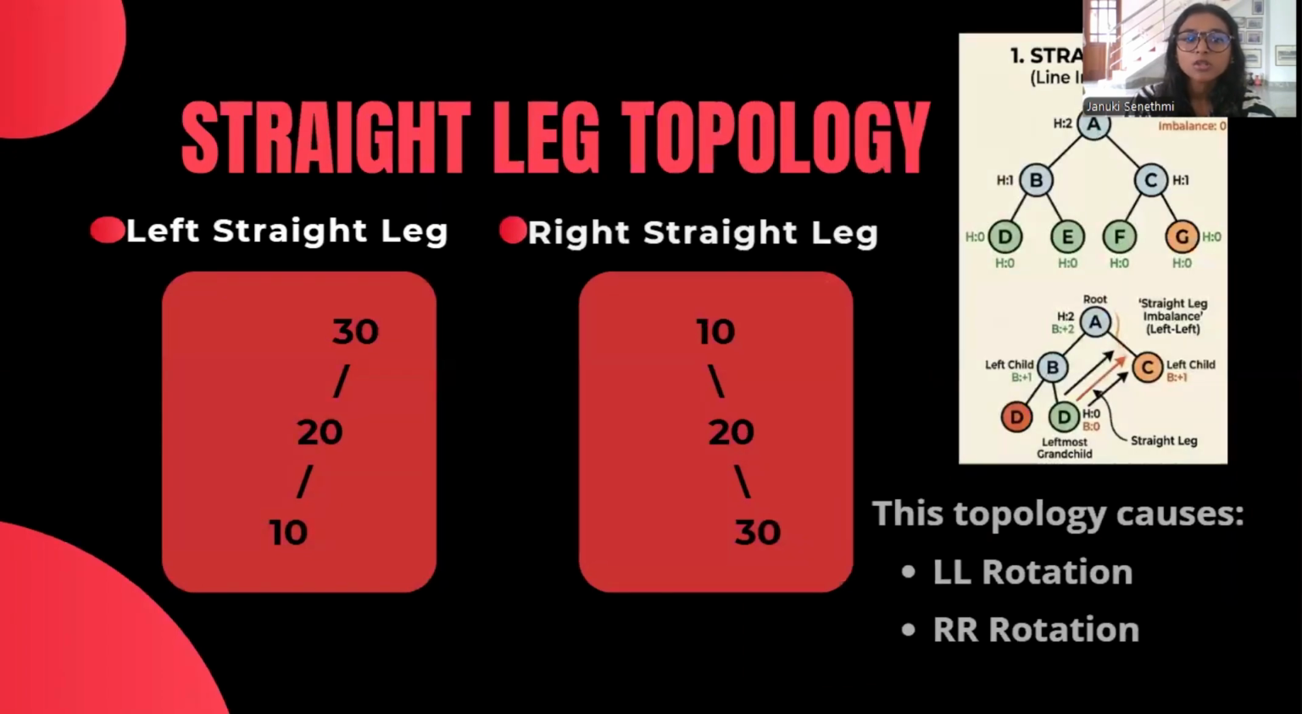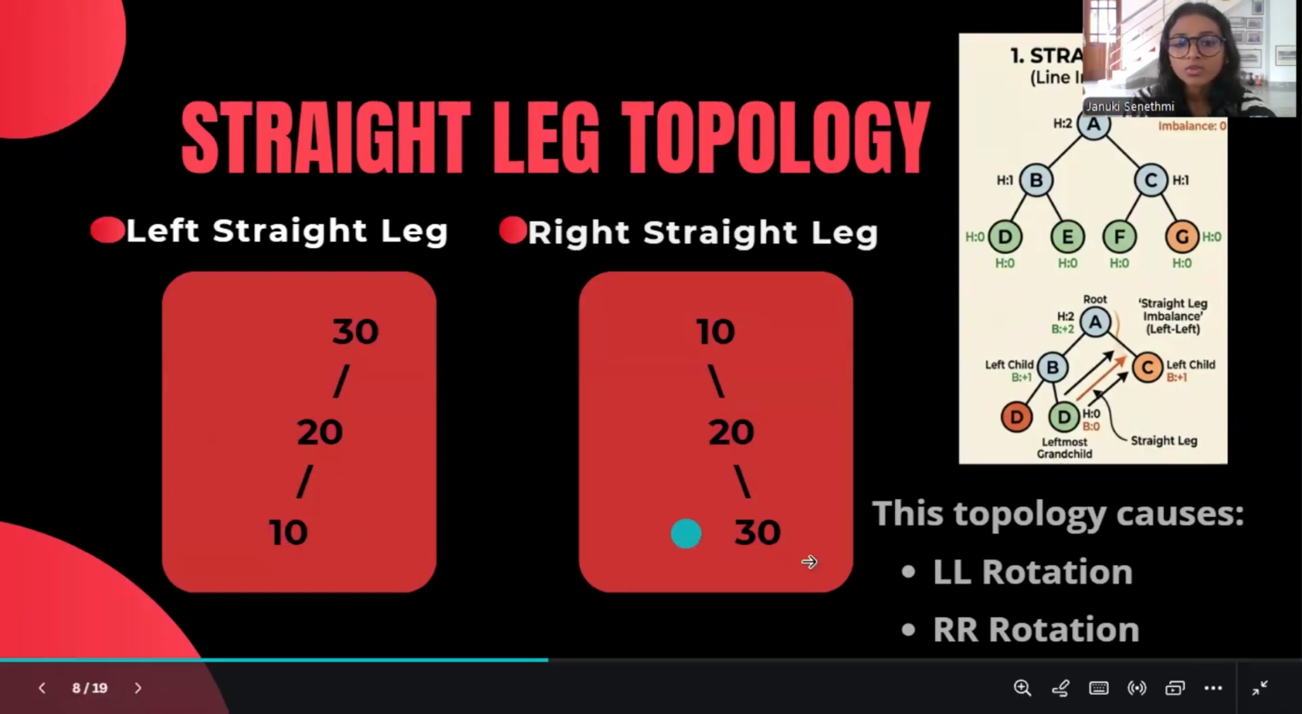Now let's talk about straight leg topology. In a straight leg topology, nodes continue in one straight direction. This can happen toward the left side or toward the right side. A straight leg structure usually causes left-left rotations or right-right rotations.